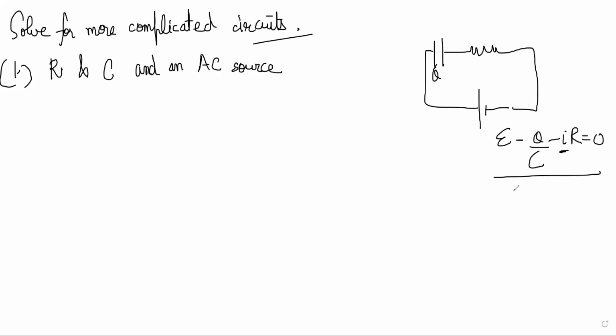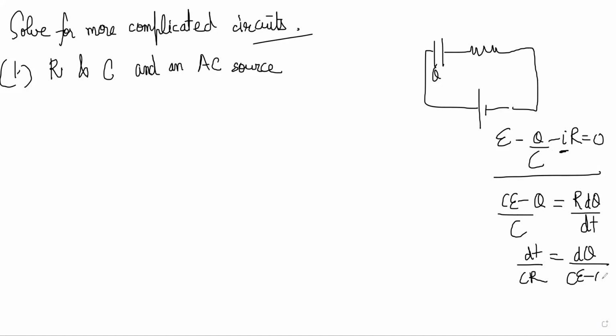So you just collect all the terms nicely. EMF minus q by C is equal to R into dq by dt. And you just do dt by CR is equal to dq by (EMF C minus q) and integrate, right? You integrate and you find q as a function of time, and then you can find current as a function of time. This would have been the normal charging circuit.